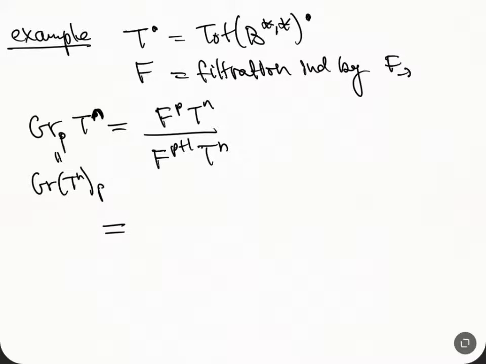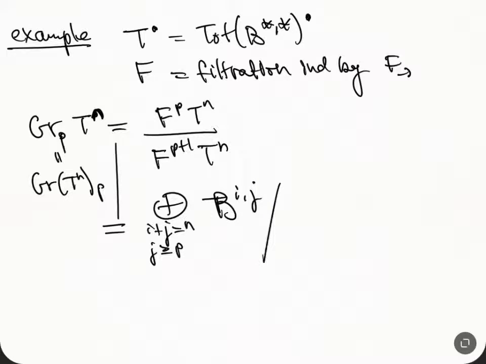And what this turned out to be equal to was the sum of i plus j equal to n, and then we required j to be bigger than or equal to p. So this was of T, or we call it B^(i,j), and then this is modulo this piece over here, which is equal to the direct sum of i plus j equal to n again of B^(i,j), except for now in the lower part we need j to be bigger than or equal to p plus 1.